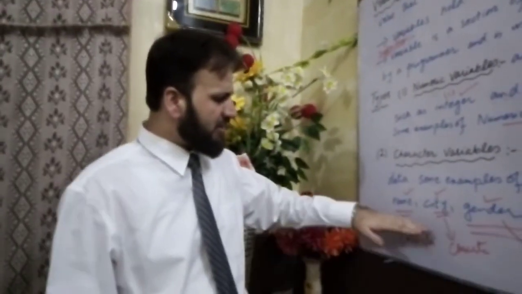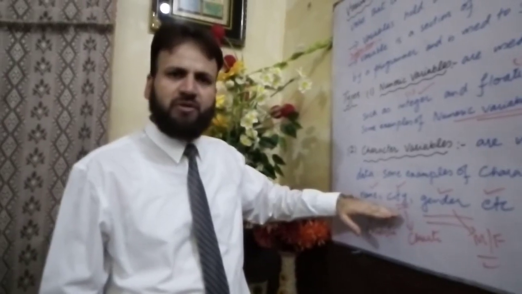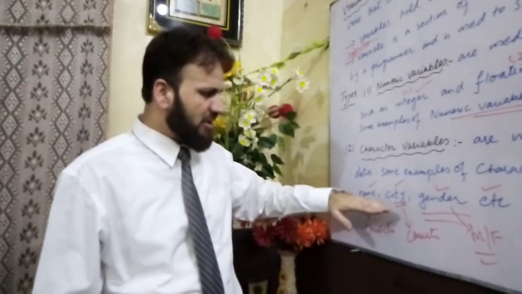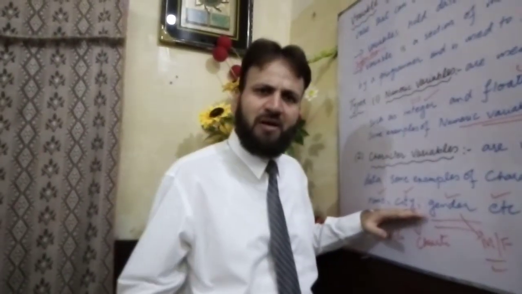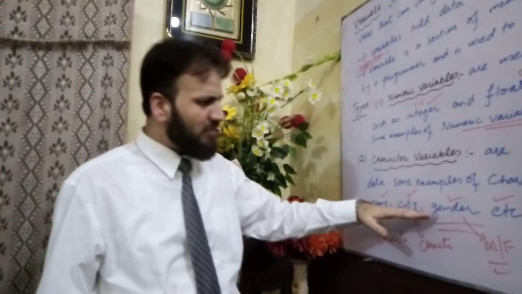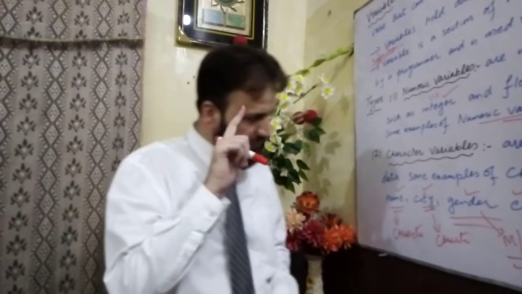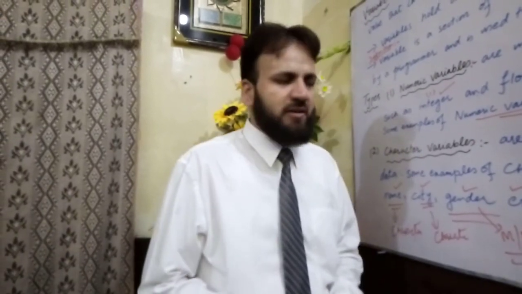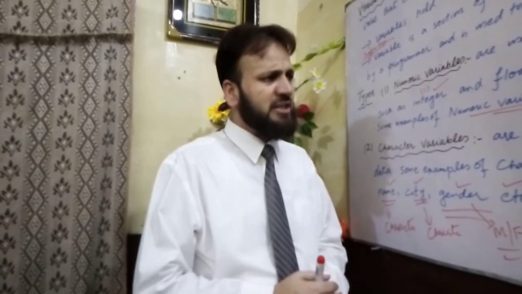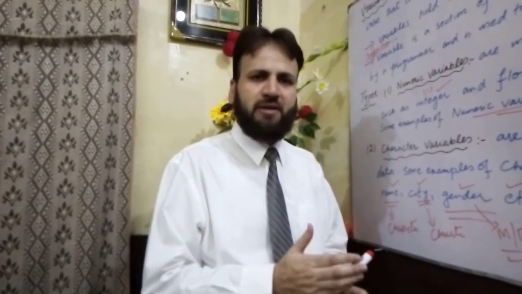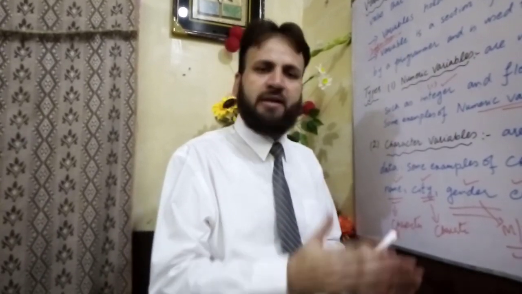But character variables contain character data. For example, for name, we have to give character data to the variable name. Similarly, city also contains characters, for example Lahore, Islamabad, Rawalpindi, etc. Similarly, gender is a character variable and it contains character data. So these are the types of variables that are given in your textbook. Now you have to write it in your notebook and learn it properly.